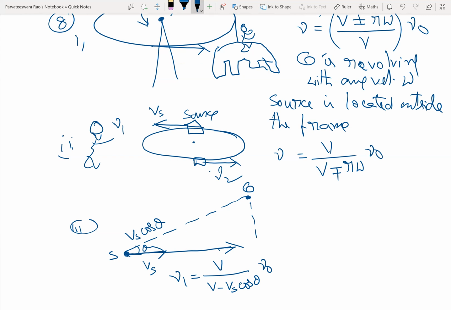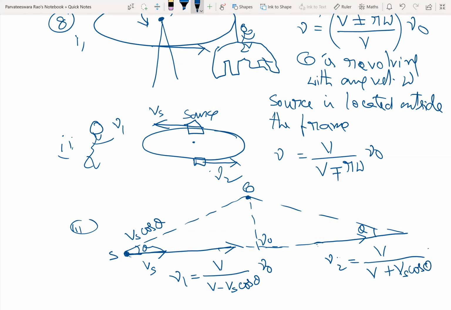Components of velocity vectors you must apply. Here of course nu naught only. And when the source is receding, here nu2 becomes V by V plus Vs cos theta into nu naught. Like this, these basic formulae should be modified to suit the needs of the problems. Whatever is given in the problem, we should apply, and accordingly we should be able to solve it.